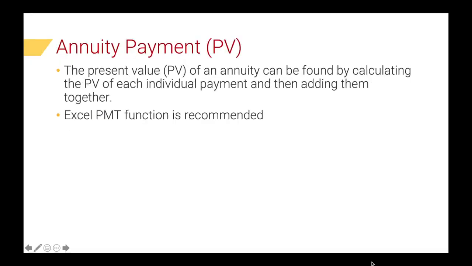The present value of an annuity can be found by calculating the present value of each individual payment, then adding them together. However, using the Microsoft Excel function PMT is highly recommended.